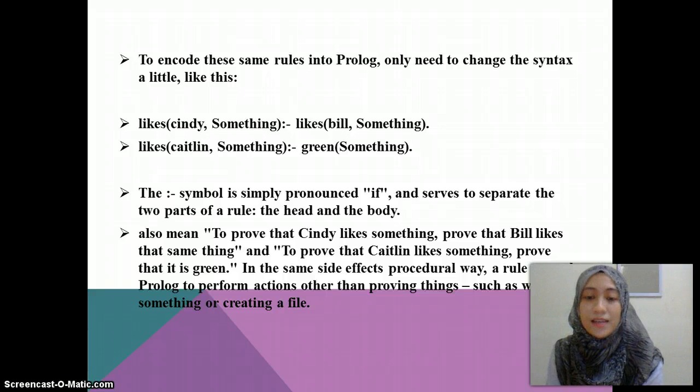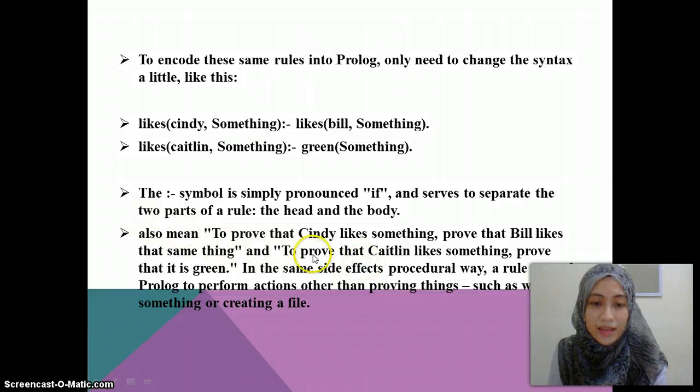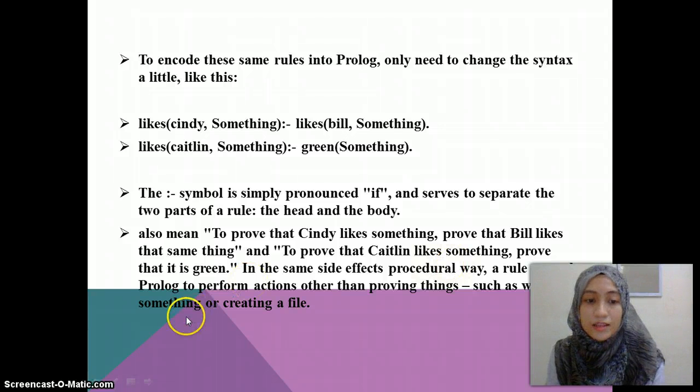And to prove that Kathleen likes something, prove that it's green. In the same procedural, side-effect way, a rule can ask Prolog to perform actions other than proving things, such as writing something or creating a file.